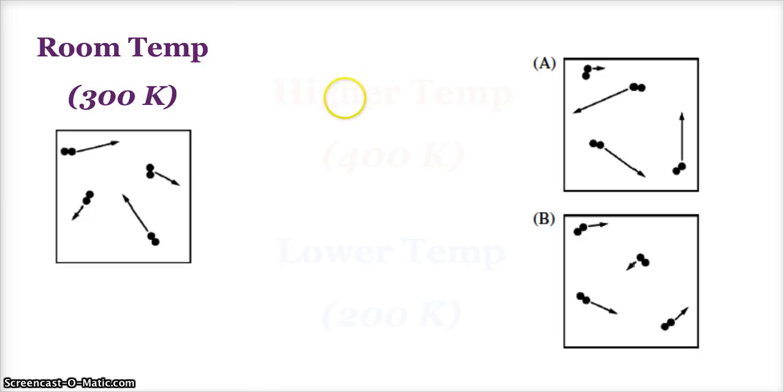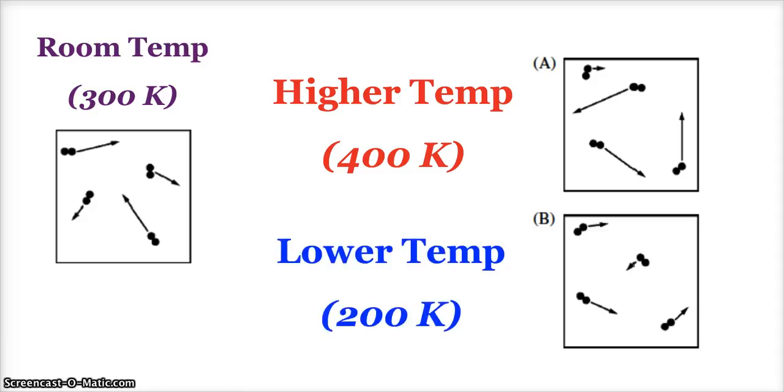Now hopefully you picked A to be the higher temp and B to be the lower temp. And again, because we're looking at the average kinetic energy. So yes, even though letter A, I've got this little guy who must have just come off a collision or something and has a very low amount of kinetic energy, the other arrows are way longer. And so the average kinetic energy in that container will be higher than what we saw at room temperature. Whereas down here in B, all the arrows tend to be short, and if we average them together, it would definitely be lower than what we saw at room temperature.